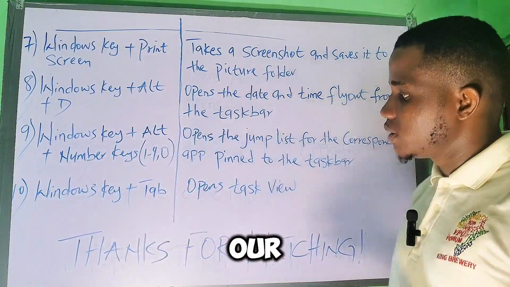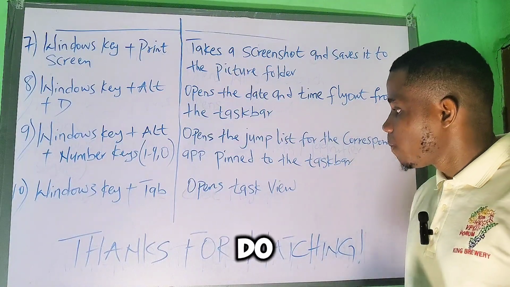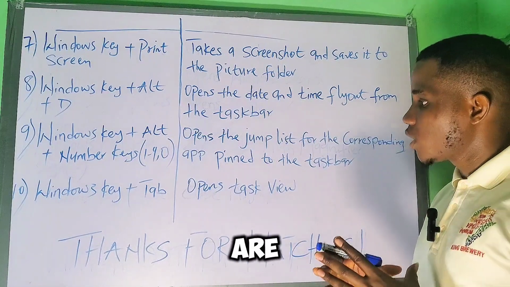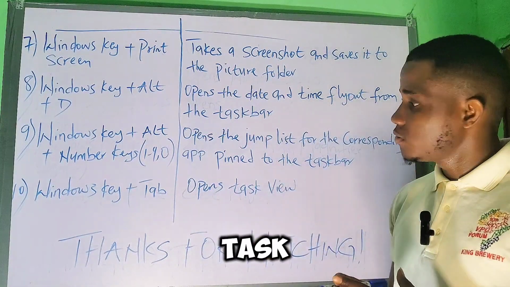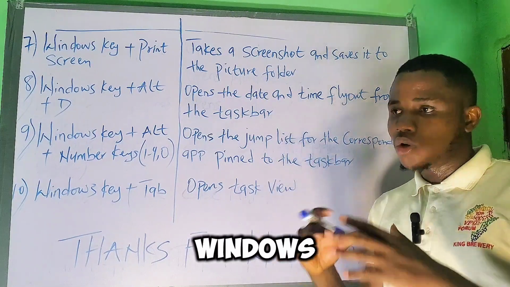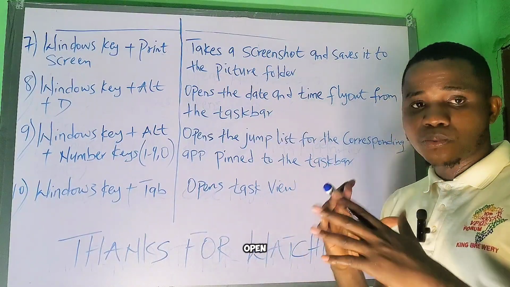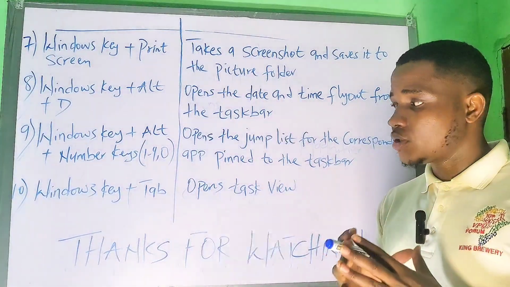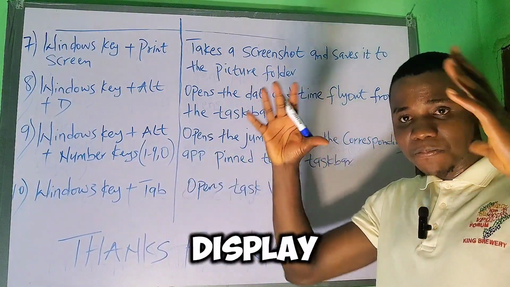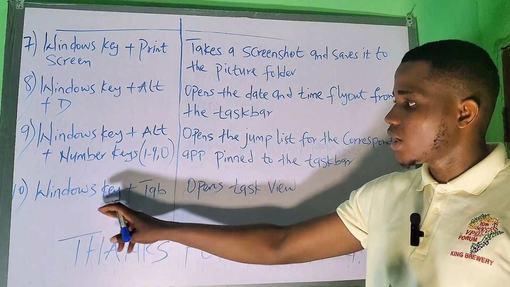So the final one on our list is Windows key plus Tab. What does this one do? It opens Task View. For instance, if you are working on multiple tasks and you have many windows or applications open at the same time, for you to have a glance of all the open applications or tasks that you are currently working on, you use this shortcut, Windows key plus Tab. It will display all your current tasks, right? So that's the function of this last one.